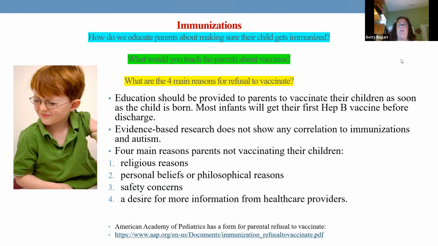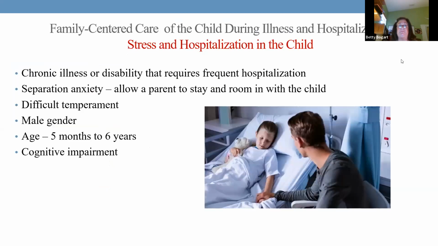So at birth, most infants get their first Hep B vaccine. If not, it'll be at the first visit, but we like to give it in the hospital before they leave. We know that there are some parents, and I've worked in an emergency room, who say they're not vaccinated, and you ask why. I've heard all of these reasons: religious beliefs, personal beliefs, safety concerns, or they just want more information. So we need to respect those who don't want to get vaccines, but we need to protect ourselves, and we need to protect other children in our care.